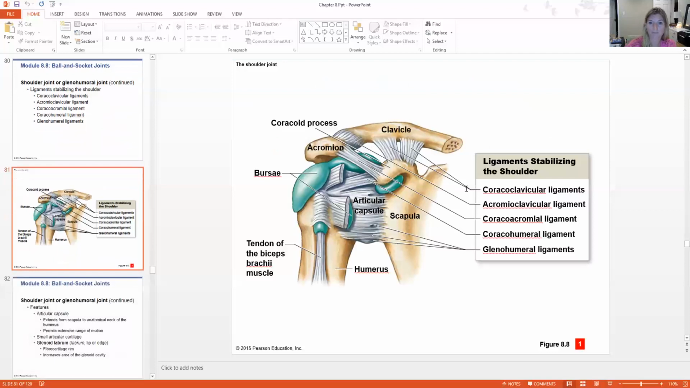Here you see them. You have the coracoclavicular, acromioclavicular, coracoacromial, you have your glenohumeral, coracohumeral, again, all named after where they're located. The bursae in there, wrapping around everything, making sure there's no friction.